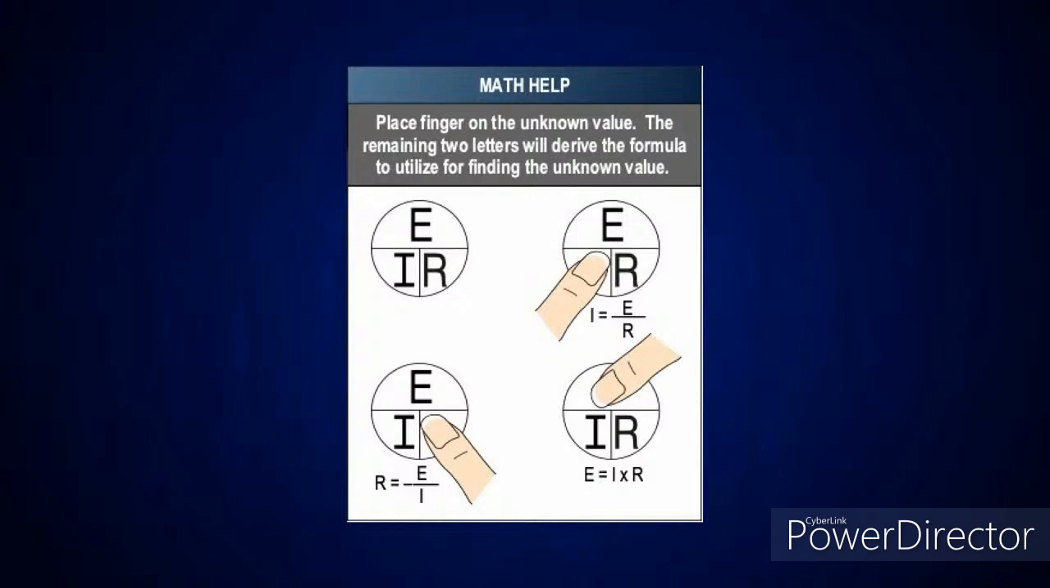When I was going through school, this was taught to me. Basically, if you put your finger over E, which is the voltage, then you multiply the amperage and resistance. If I put my finger over R, then you divide the amperage into the voltage. If I put my finger over the I, I divide the resistance into the voltage. That is basic calculations for Ohm's law. And then we'll get into pie formulas in just a little bit.